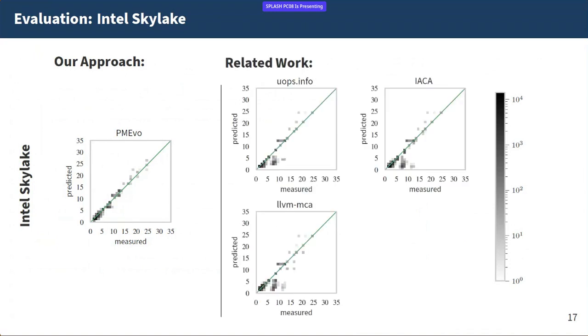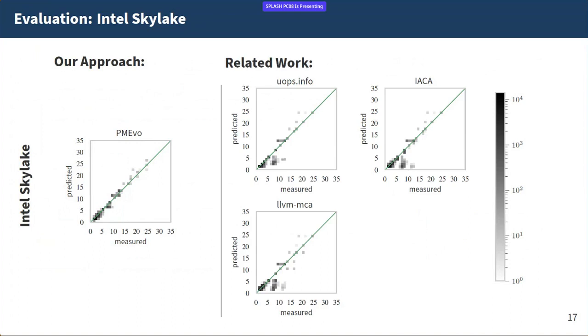For the other works, uops.info, IACA, and LLVM-MCA, we see a somewhat similar picture, also mostly following closely the diagonal line, which is nice for our evaluation methodology, because we also need to make sure that our measurements make sense, really.